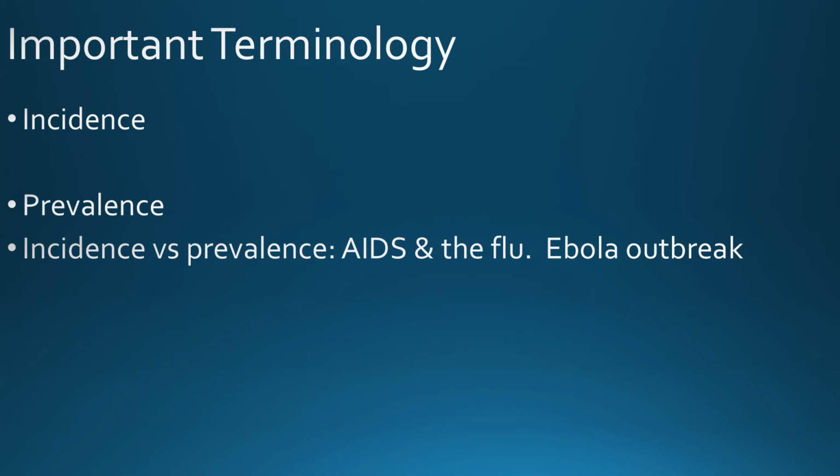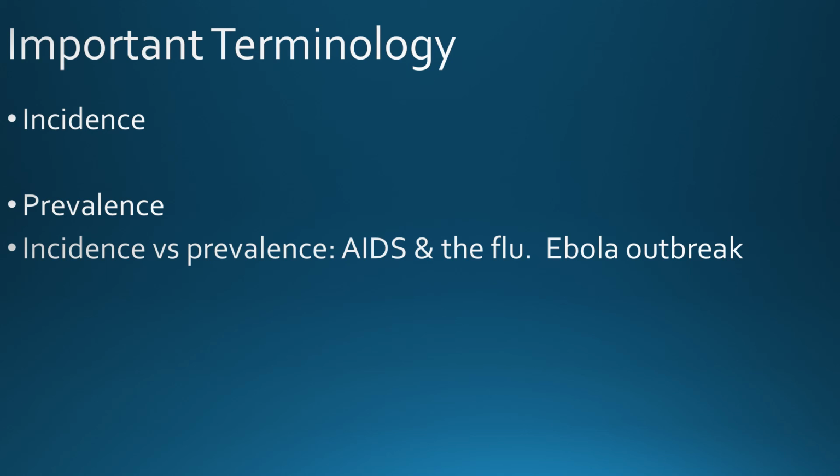We can think about incidence and prevalence with different diseases. So we'll spend more time talking about AIDS in the future, but just to compare these terms, I'll use AIDS and the flu as an example. So in the United States, we have a lot of people living with being HIV positive or with AIDS. We have treatments that can help people. So our prevalence of AIDS or HIV positive is actually somewhat high. Fortunately, our incidence is relatively low.